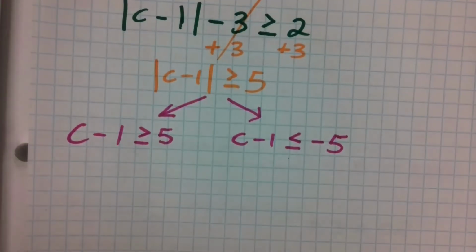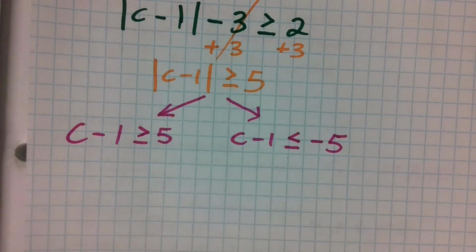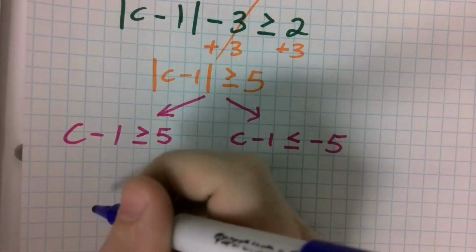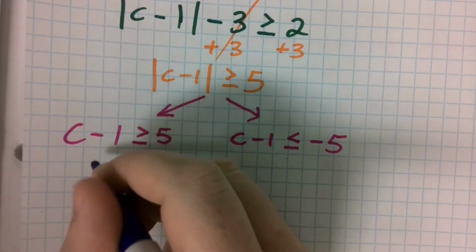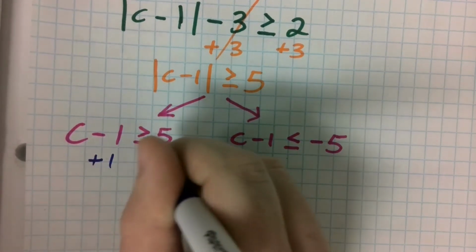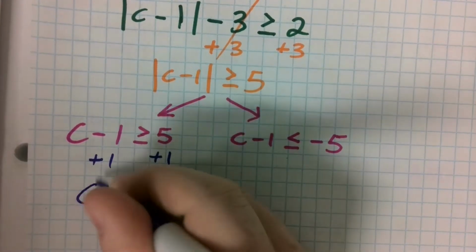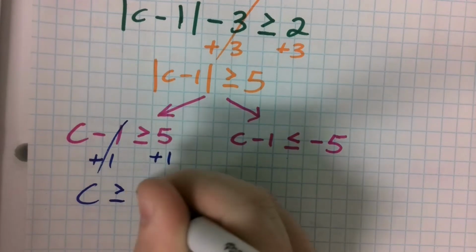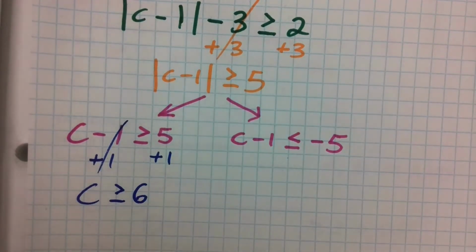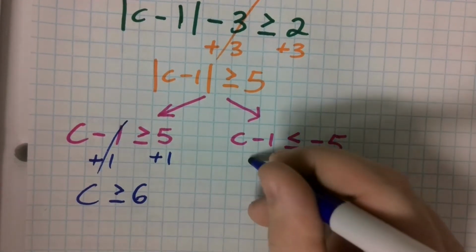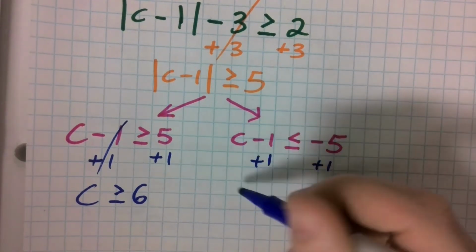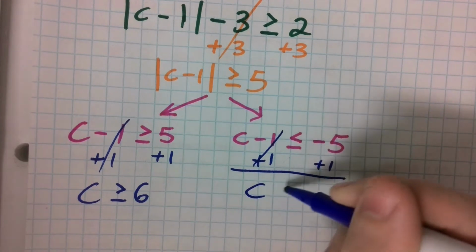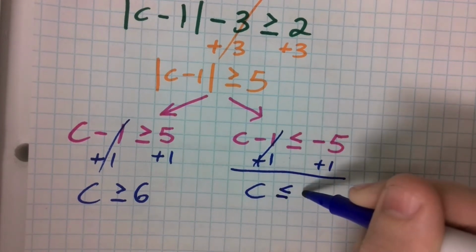Try to see if from here you can solve the rest. If you just want to watch along with the video, here's how we do it. We want to get c by itself, so to get rid of this minus 1, we would do the opposite by adding 1 to both sides. So c is greater than or equal to 6. On this one, it's the same deal. We still want to get rid of minus 1, so we would add 1 to both sides. We would end up with c is less than or equal to negative 4.